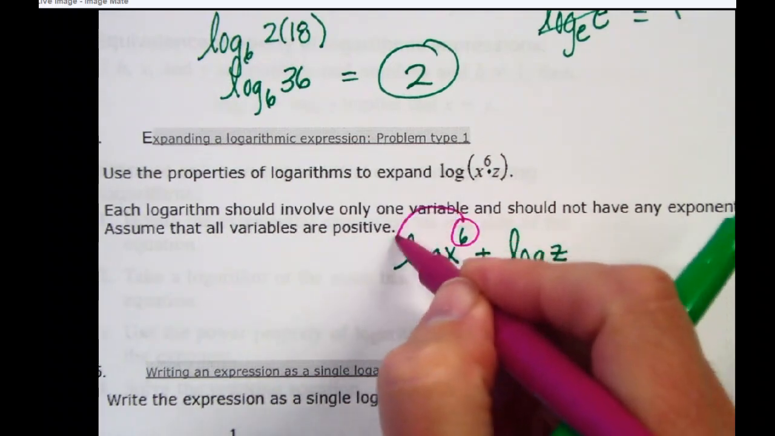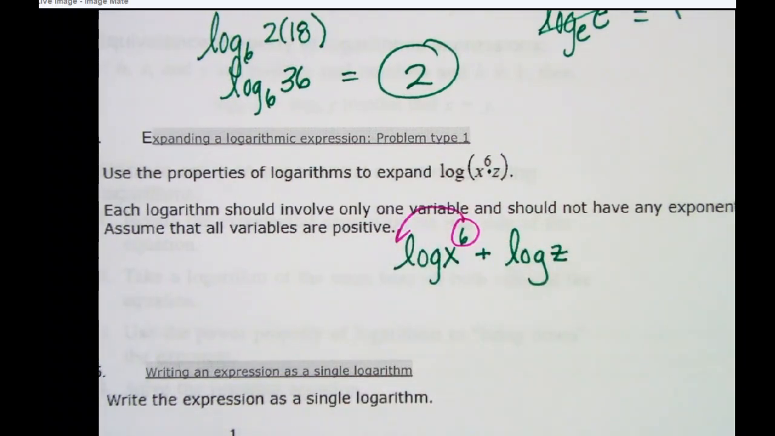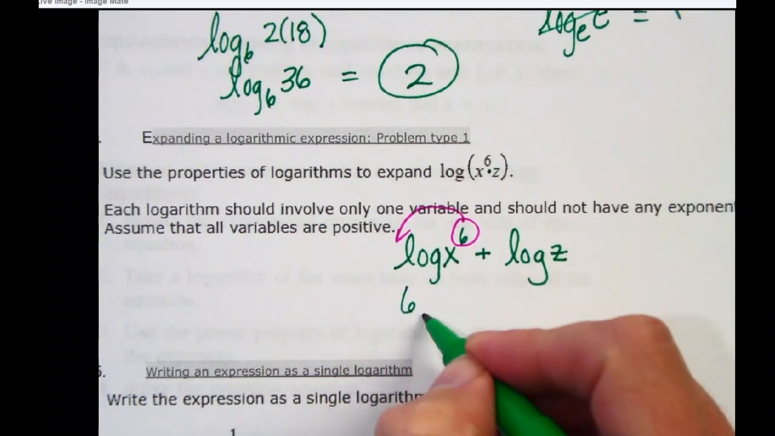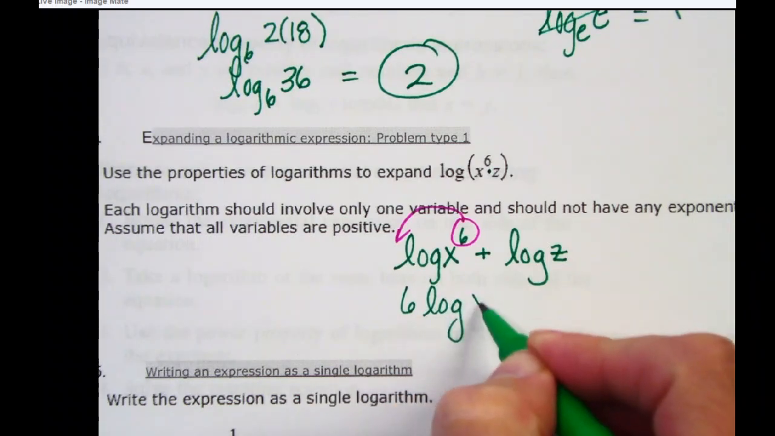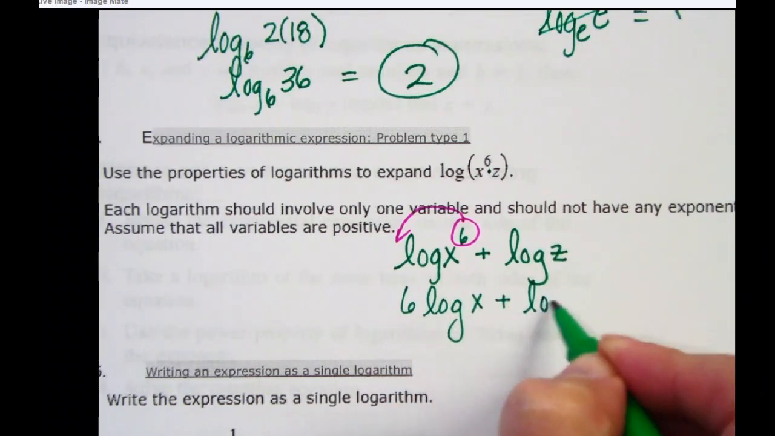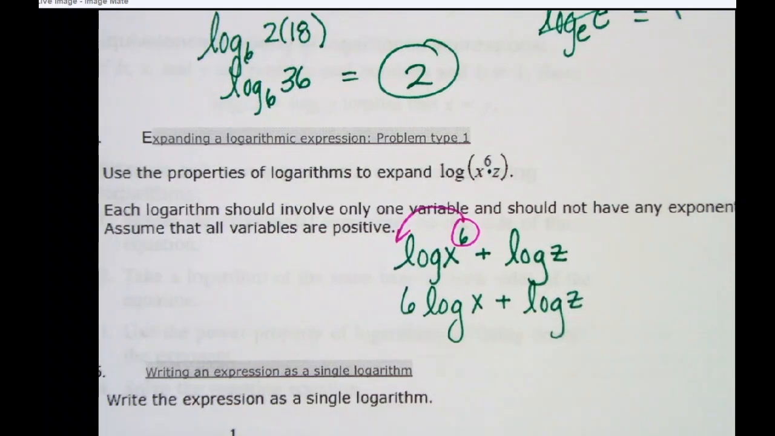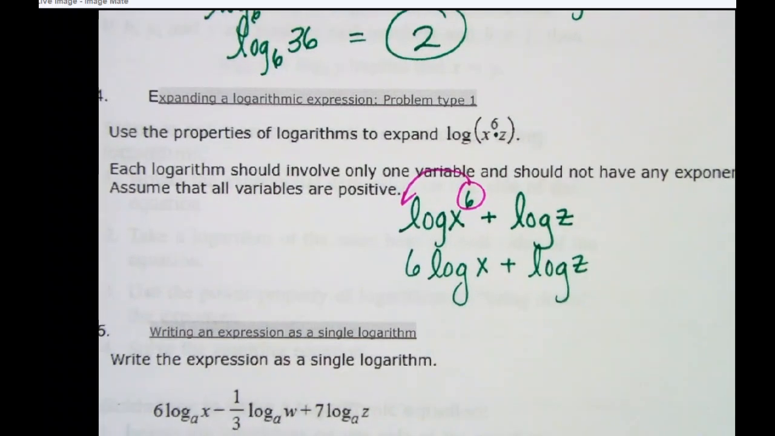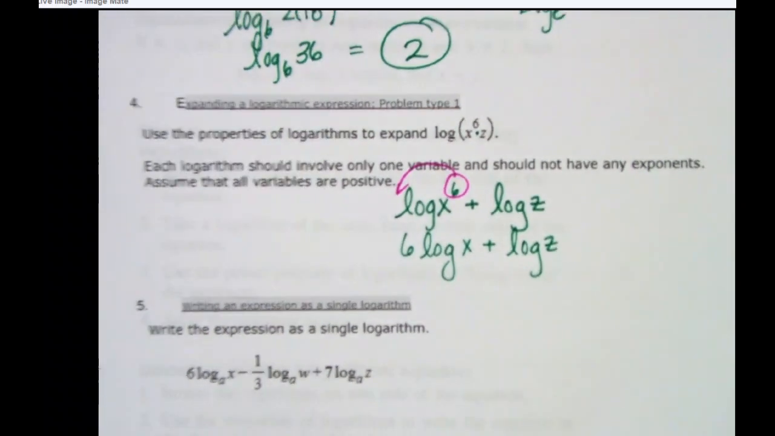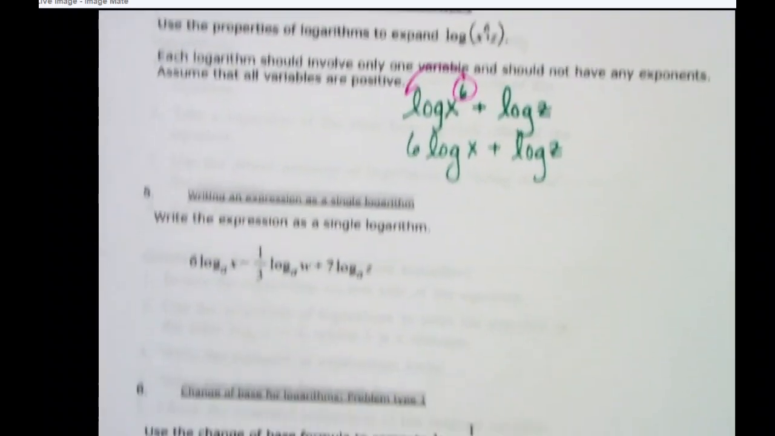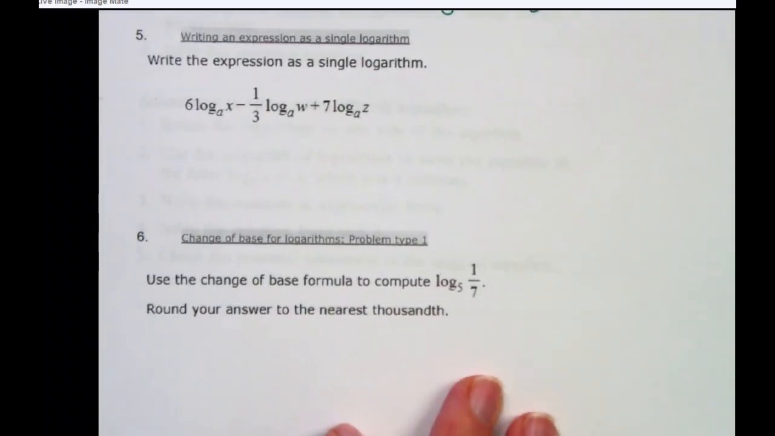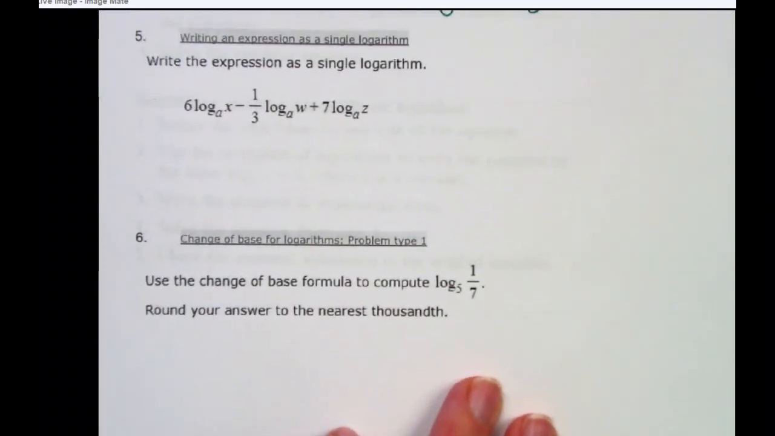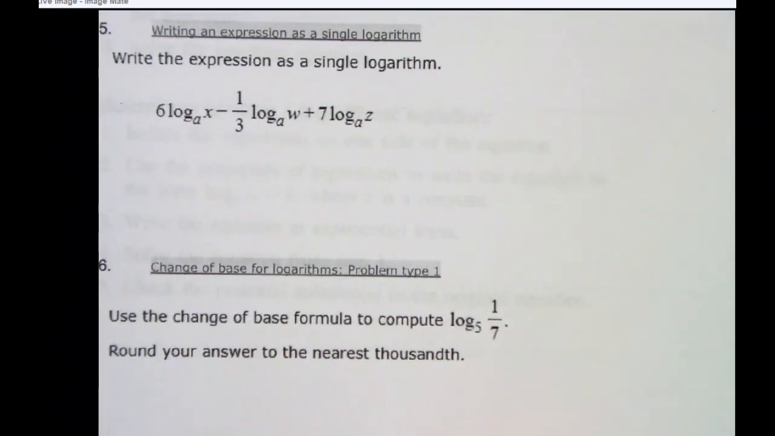That's another thing we can do to expand it. That 6 can go in front. Log base x plus log of z. And those will all be different, so if you get stuck, holler at me. And then this one is all expanded, and we're supposed to what? Yeah, make it as small as possible.